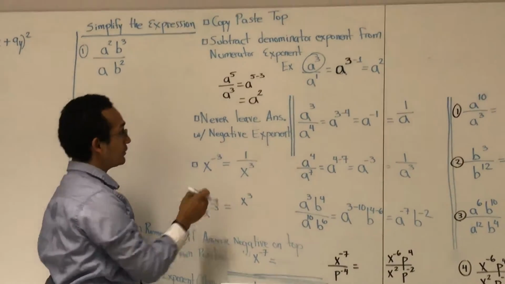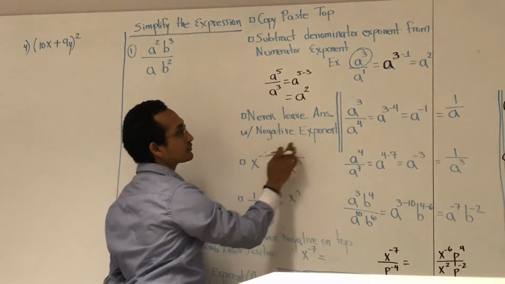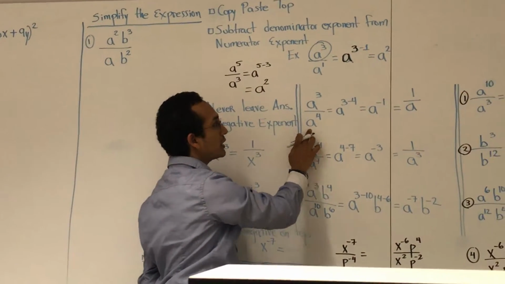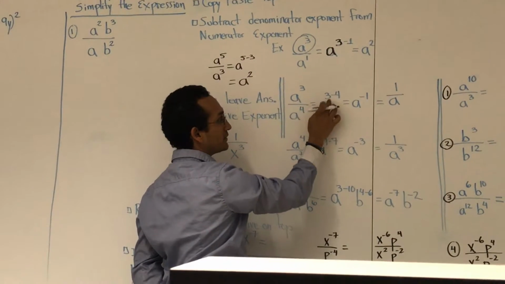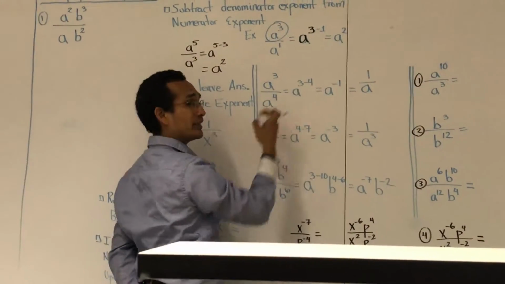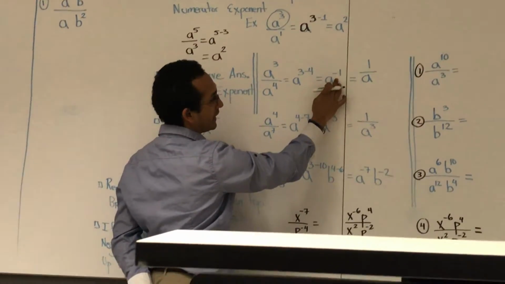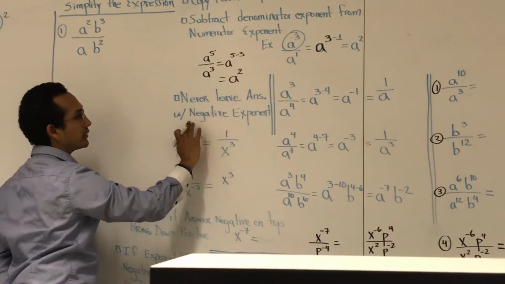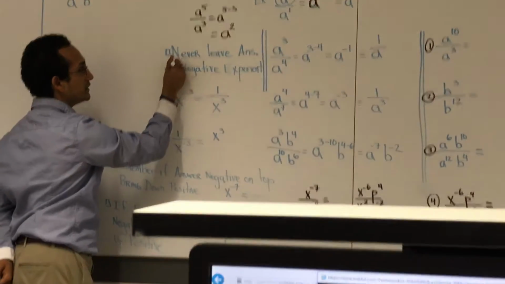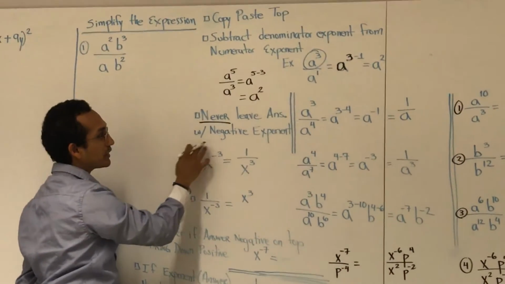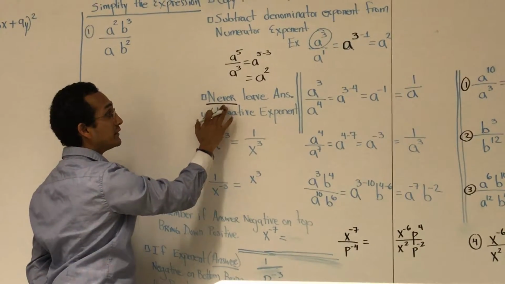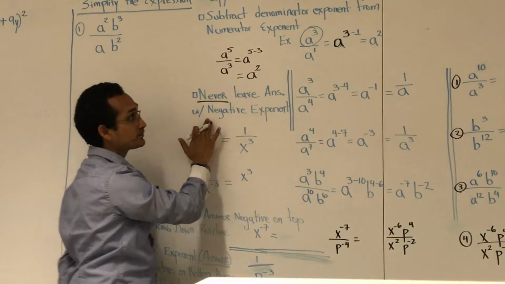So let's use more examples. Now, what happens when you have a to the 3rd over a to the 4th? Again, you copy paste the top and you subtract the denominator, but in this case, notice that a is raised to the negative first power. Let's go back to a rule here. Never leave an answer with a negative exponent. I'll repeat it again. Never leave an answer with a negative exponent.